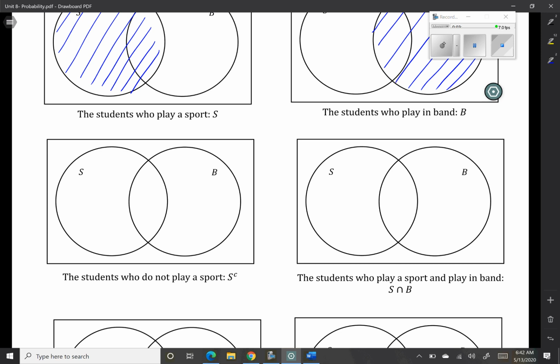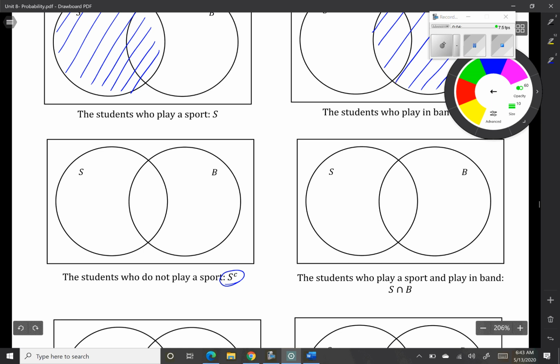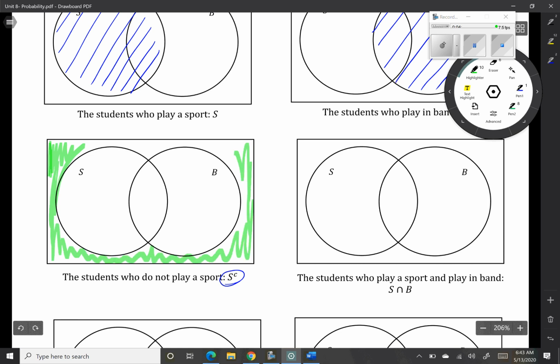A student that does not play a sport, this would be the complement of S. That's what that little superscript C means. So does not play sports. This is actually going to be a lot of coloring if you think about it, right? Does not play sports is going to be all of these people on the outside here, and then all of the band people that are not in the overlap with the sports bubble. These are all the people that don't play sports.